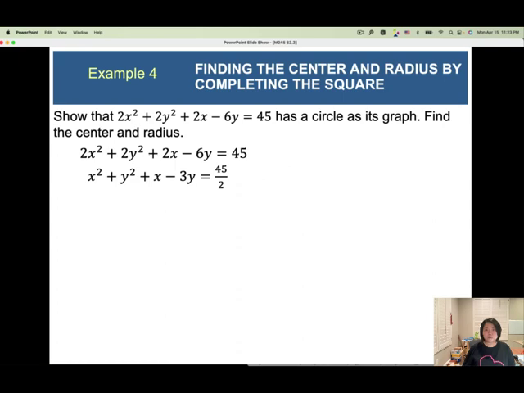Okay, now you're going to group the x together and the y together. Okay, think about it, what you're going to add for both sides. So this one, your b is equal to 1. So you're going to add 1/2 squared for both sides. And this one, your b is equal to 3. So you're going to add 3/2 squared for both sides.